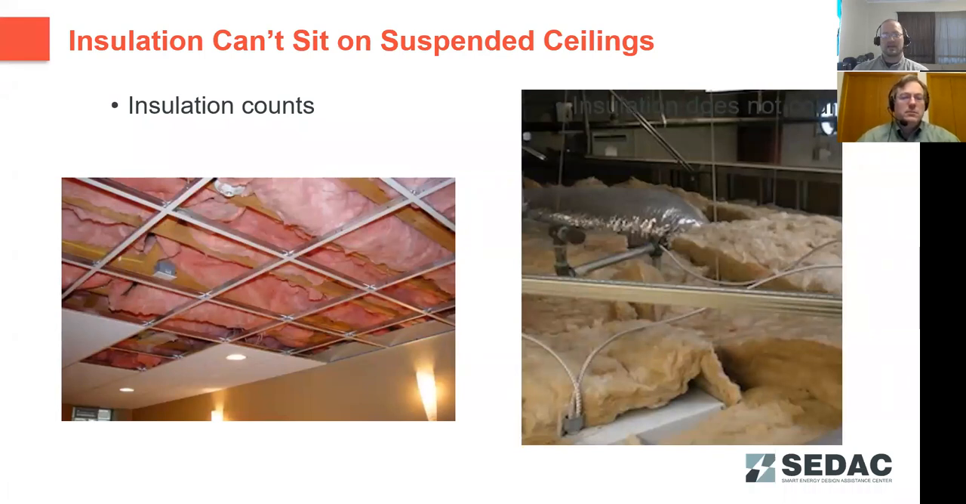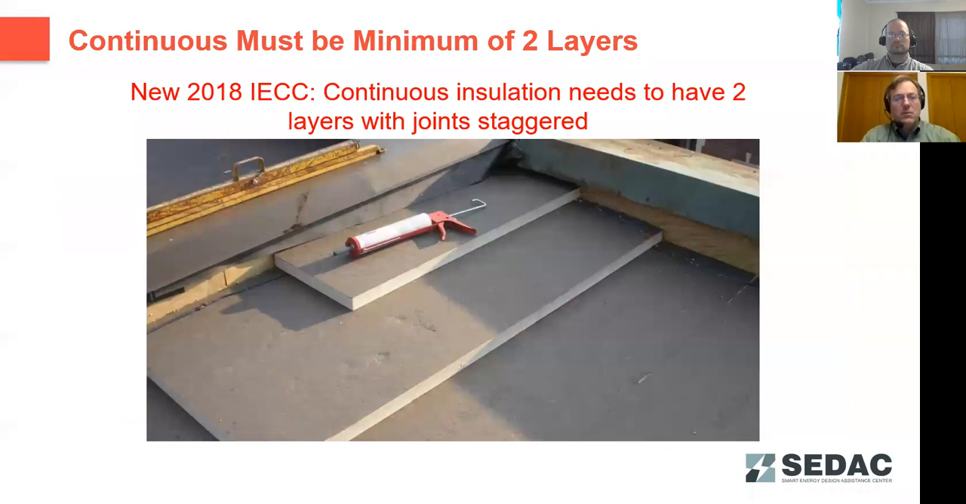But because those tiles are air permeable and so is the insulation, you're not getting the thermal performance out of that insulation unless it's pressed up against an air barrier surface. So it's important for insulation inside a roof assembly that it's pressed up against the air barrier of the roof.